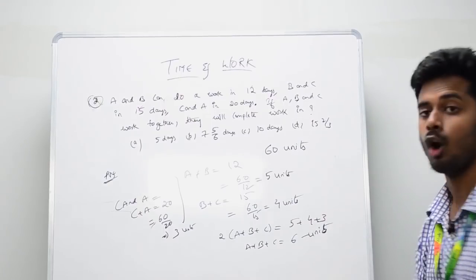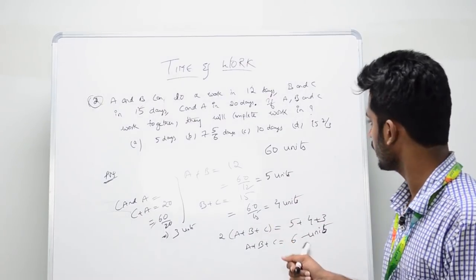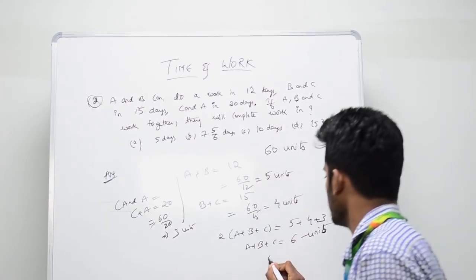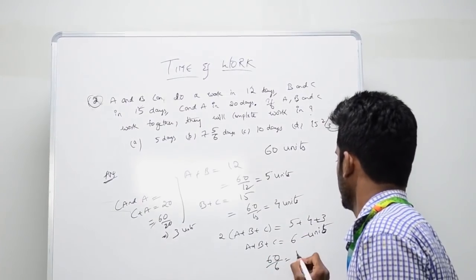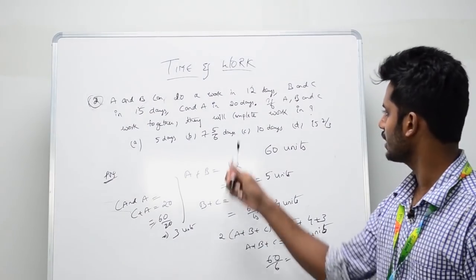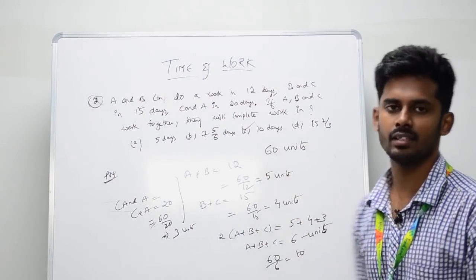Okay, but for how many units you want to measure now? 60 units. So 60 by 6 is 10. So answer is 10 days. So that is how you gonna solve it.